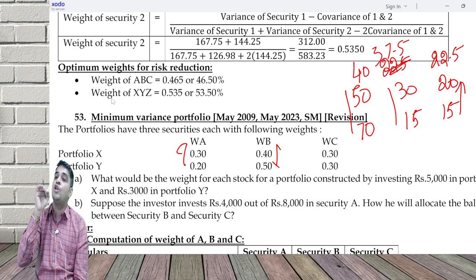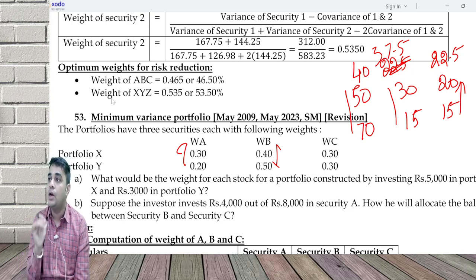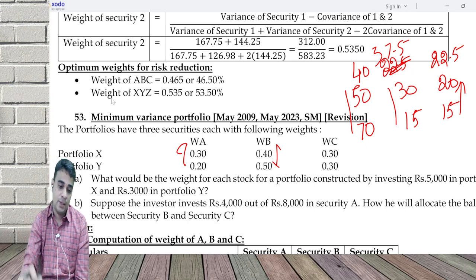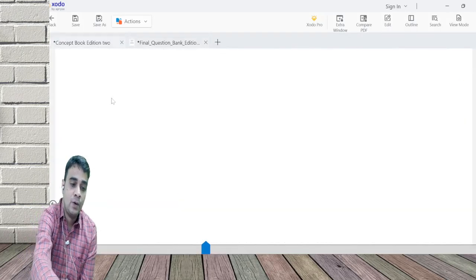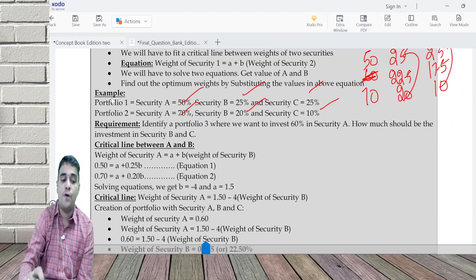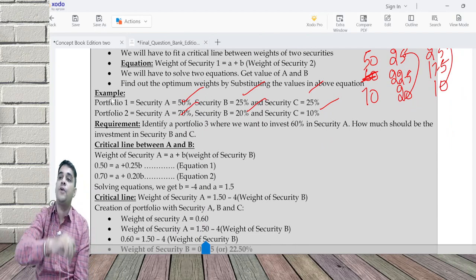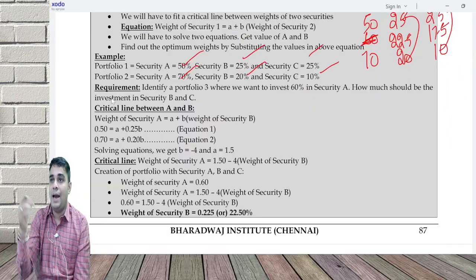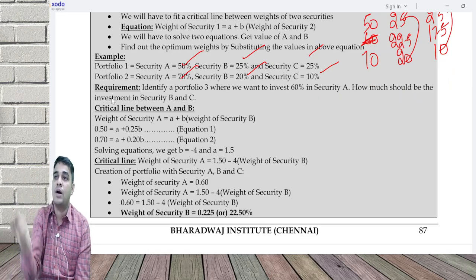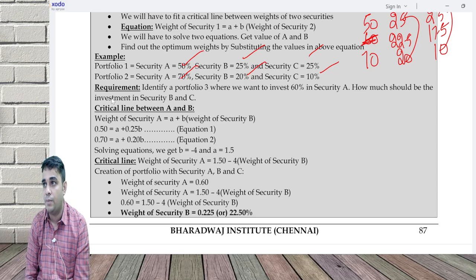So this is technically called using interpolation, and then you get the weights. For this, there is an equation. You need to form an equation which links the weight of security 1 and security 2. I simply said 10 increase, 20 decrease, 20 increase, 10 decrease. That has to come in the form of an equation.